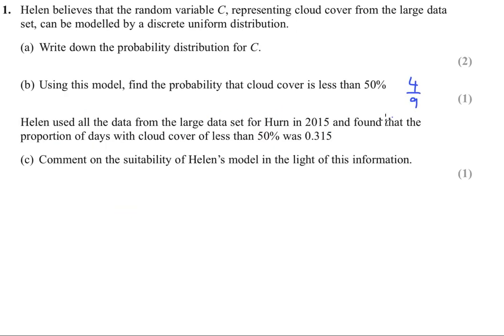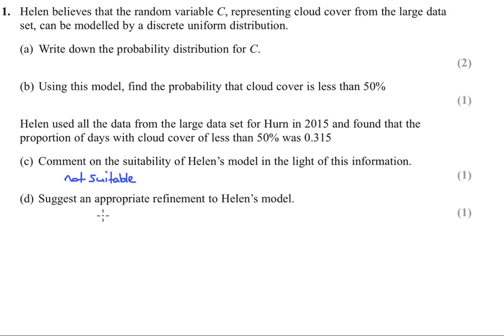Okay, part C says Helen used all the data from the large data set for Hurn in 2015 and found that the proportion of days with the cover less than 50% was 0.315. Now 0.315 is obviously smaller than 4/9, which means Helen's uniform model is not suitable, since 0.315 is less than 4/9.